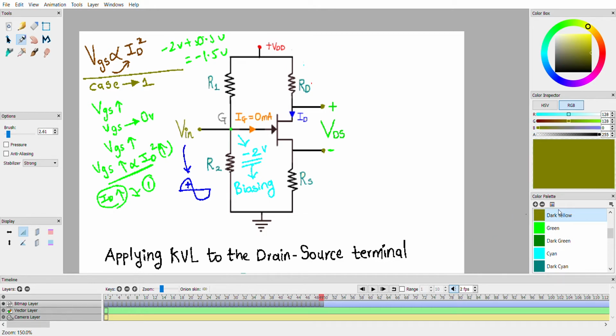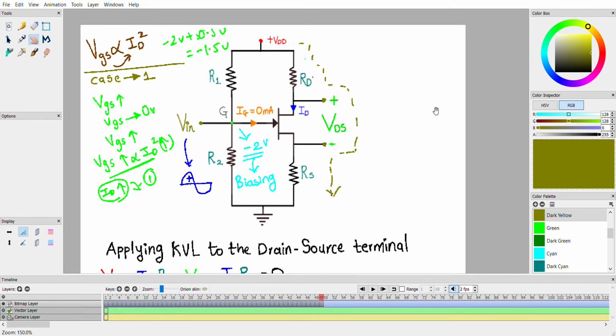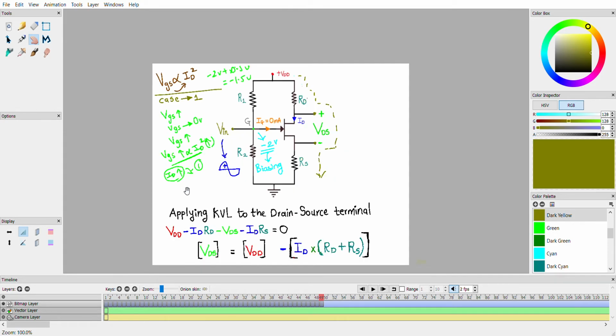When we apply KVL to this particular loop, the drain source loop as you can see over here, I will zoom out so that you can understand it in a better way. So when I apply KVL, we get VDD minus IDRD, that is the voltage drop across the drain resistor, then minus VDS, this is the output, and minus IDRS, that is the voltage drop across the source resistance. Good.